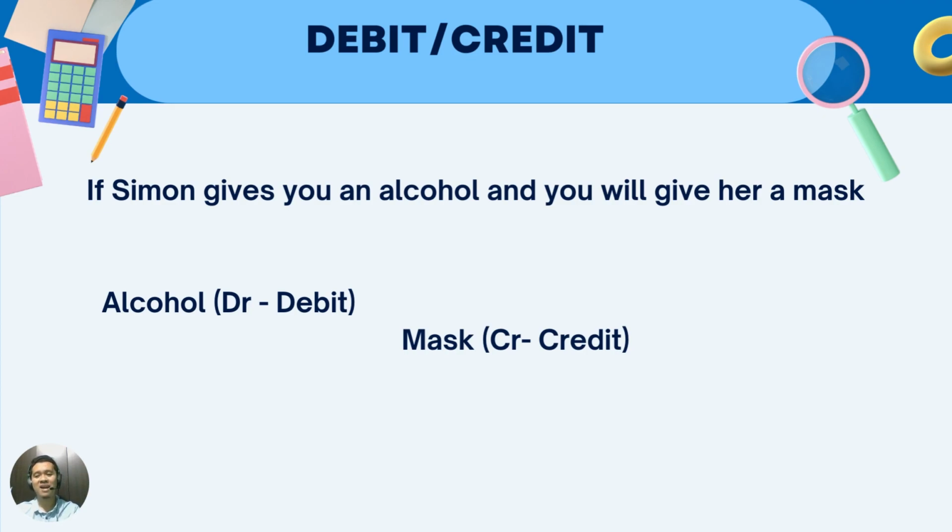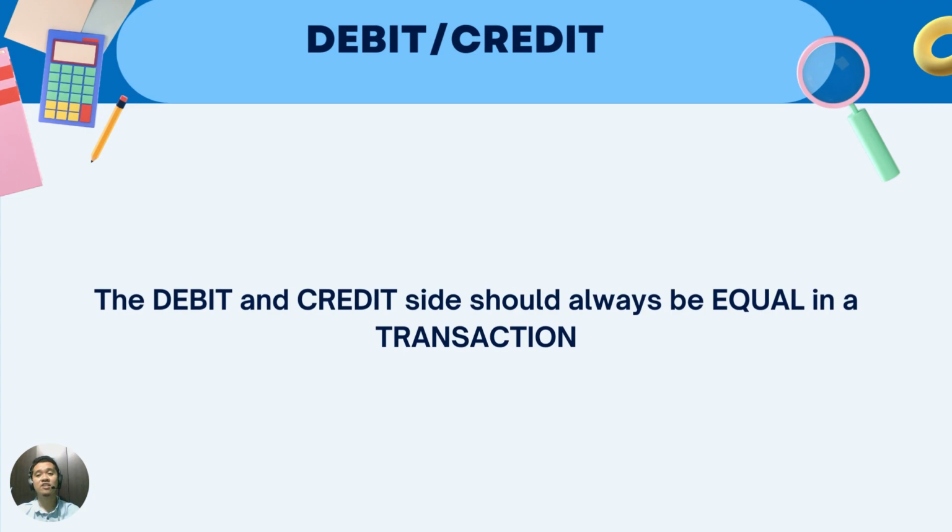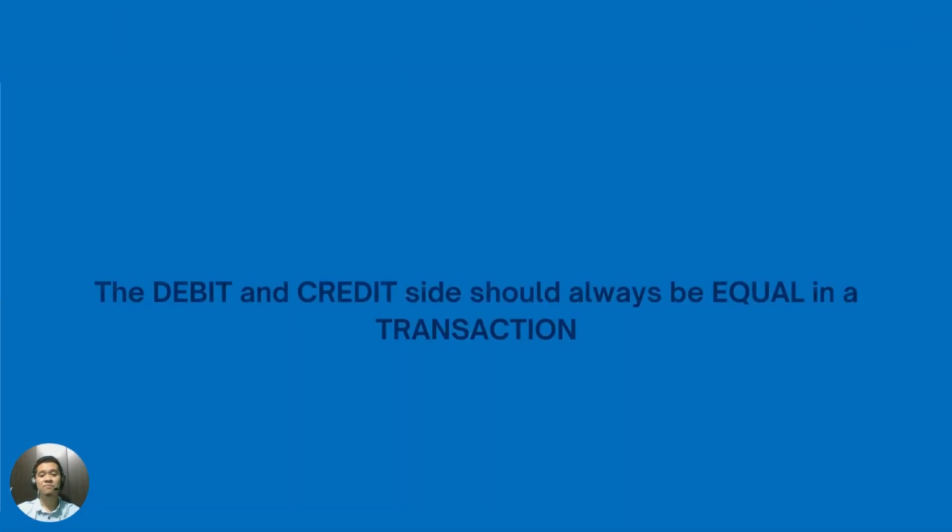So we credit mask, which is, look, which side is it on? In the right side. So we received alcohol, we debit alcohol. We released the mask, we credit the mask. So like I said earlier, the debit should always be equal with the credit. So debit and credit should always be equal in the transaction.